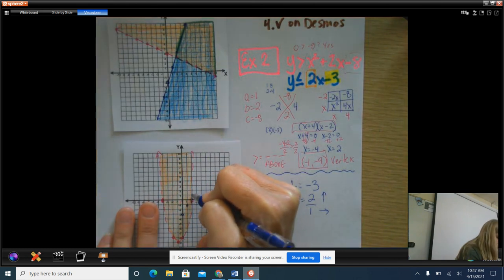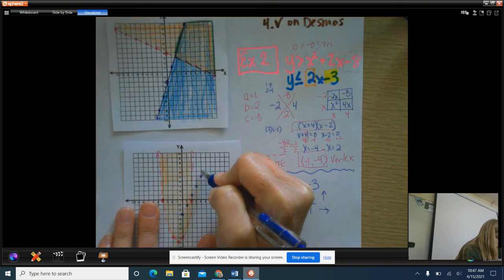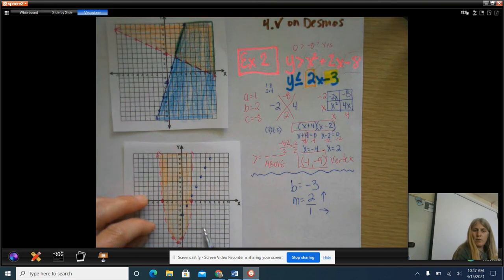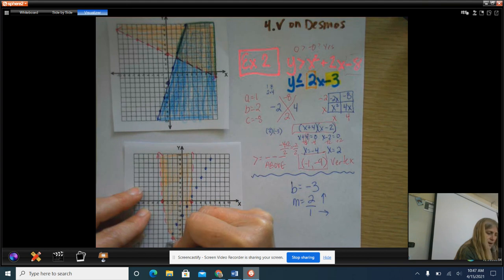Continue that pattern, up 2, 1 to the right, up 2, 1 to the right, and so on. And then I'm going to reverse them both to continue going the other direction: down 2, 1 to the left, down 2, 1 to the left, down 2, 1 to the left.